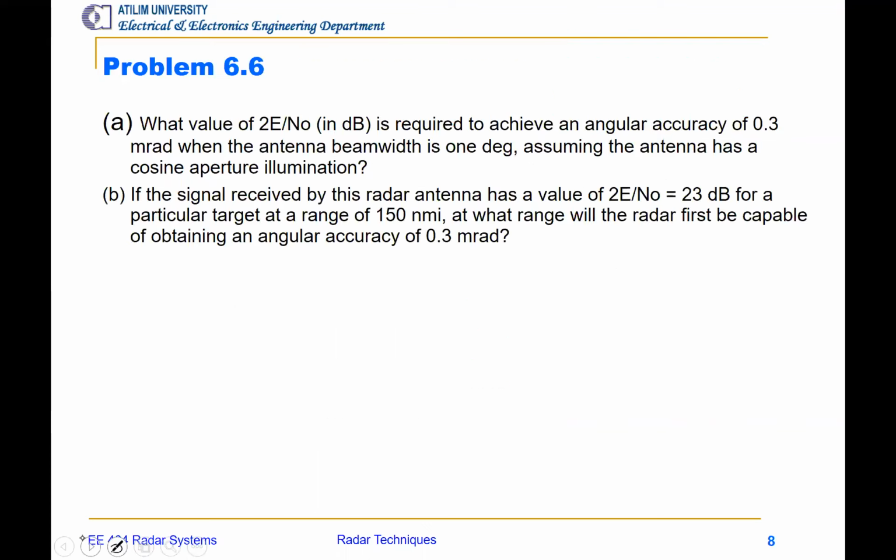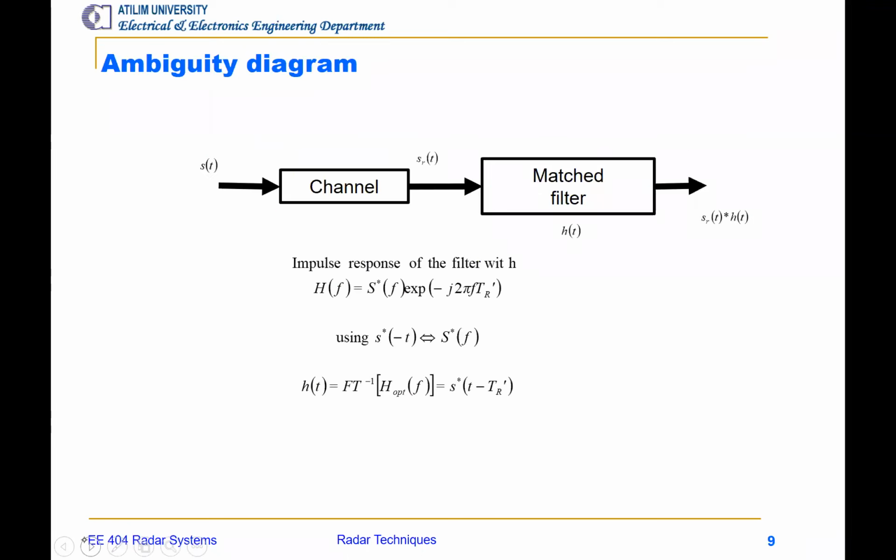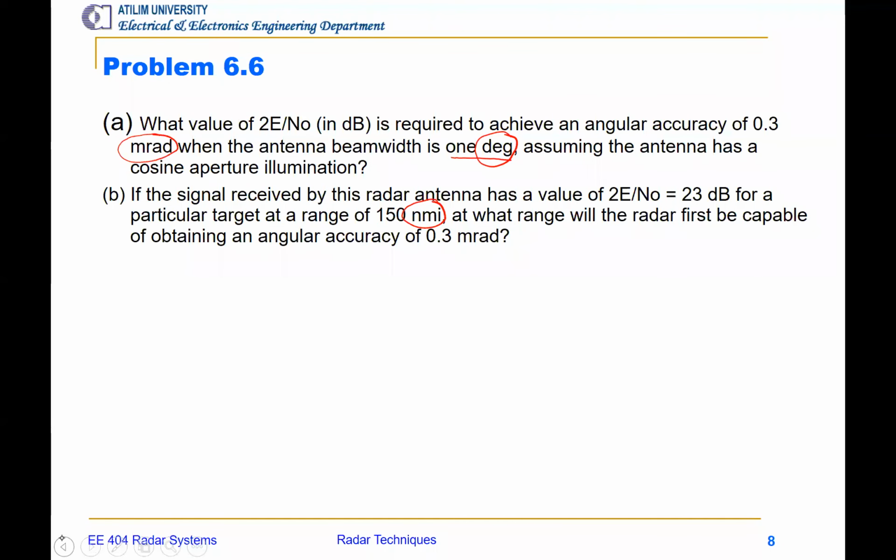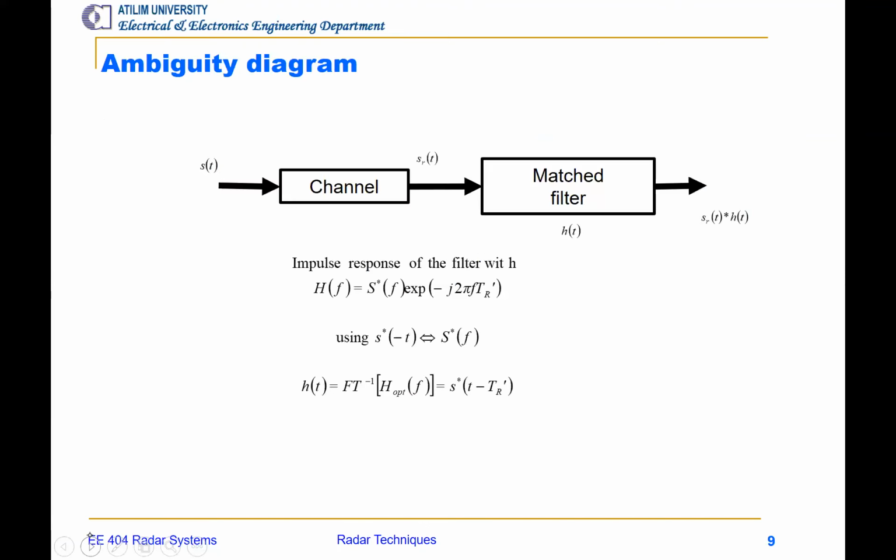There is one more exercise here, very similar to the previous one. Be careful again about the units here, degree and milliradian. These should be converted appropriately in order to get the correct result. Okay, that was the discussion on accuracy of the parameters in a radar system. Next, we'll be discussing the ambiguity diagram or ambiguity function.